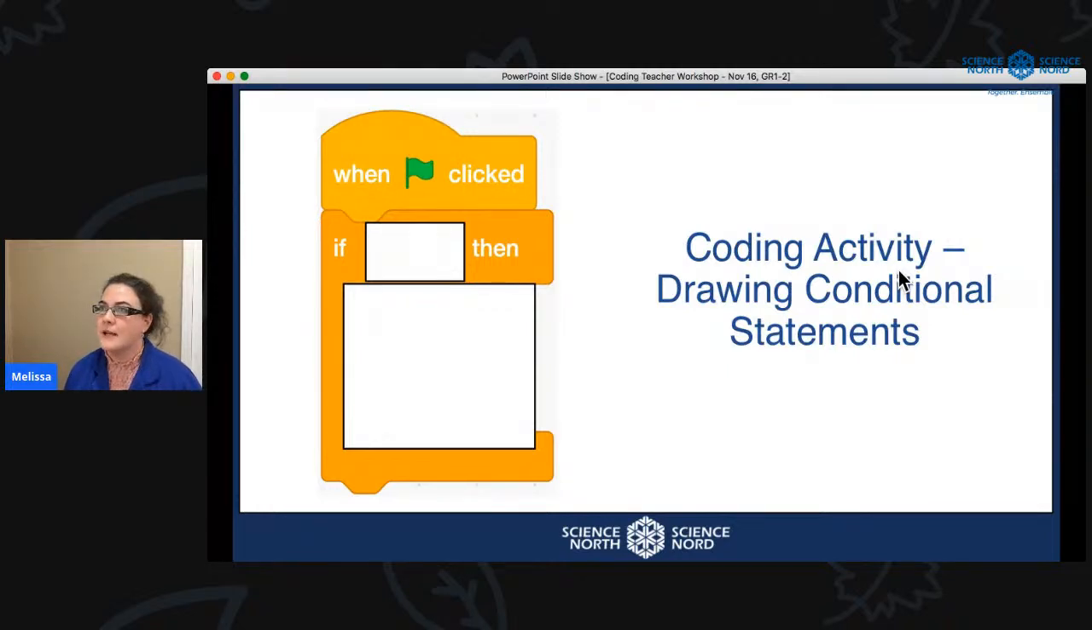So the last part of this set of activities will be a coding activity and drawing conditional statements. In one of the handouts that we've got for your lesson for today, we've got a copy of this blank template where the students will be encouraged to come up with their own conditional statement relating to some of the animals, some of the seasonal creatures. It could be something related to themselves as well.